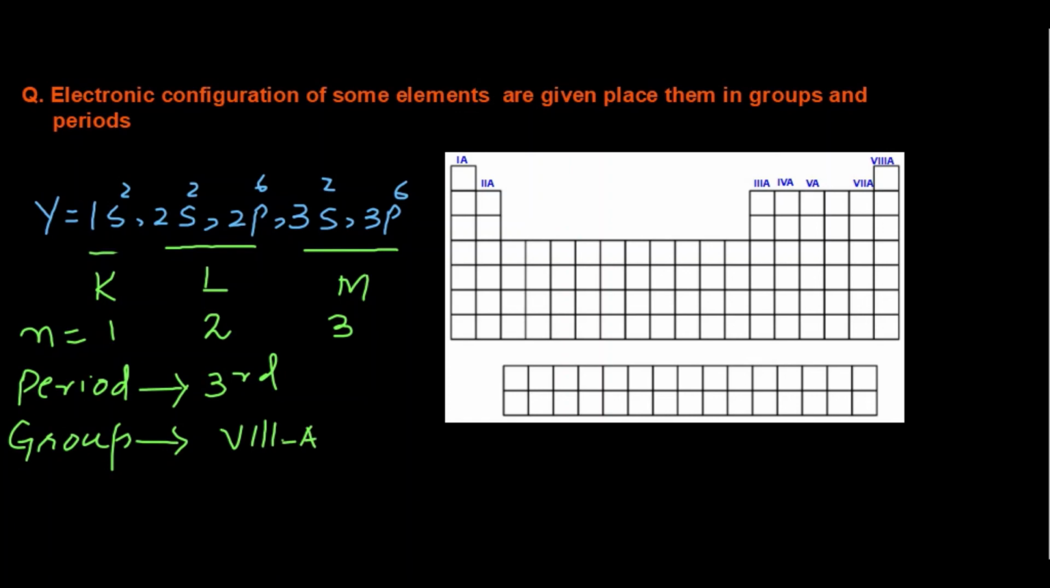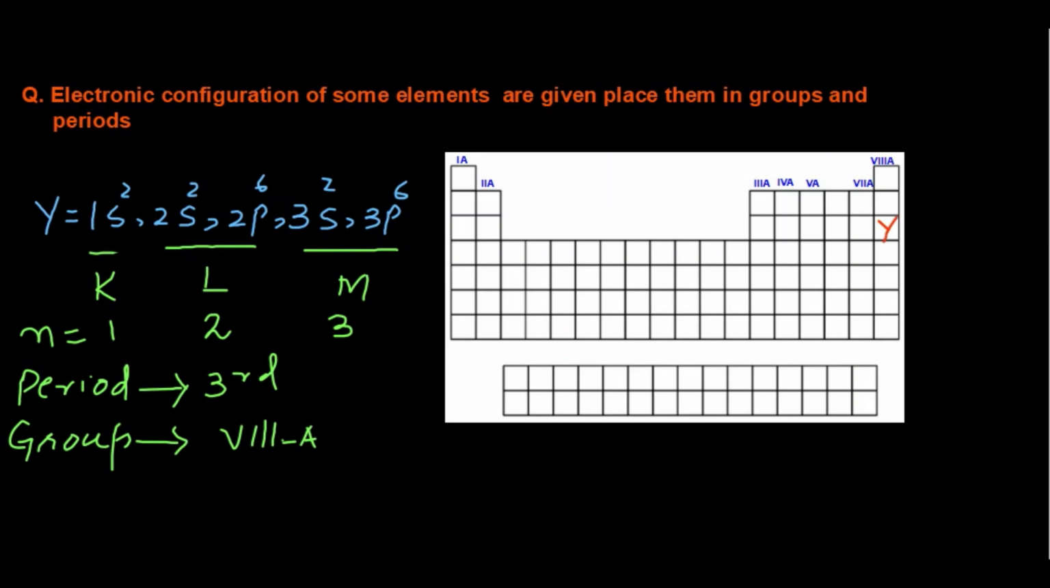Now we find the position of this element in the periodic table. Here the period is 3 while the group is 8A. Where is the third period? 1, 2, 3. This is the third period, and group number 8. So this is the position of element Y in the periodic table. So we write here Y. I hope this is clear.